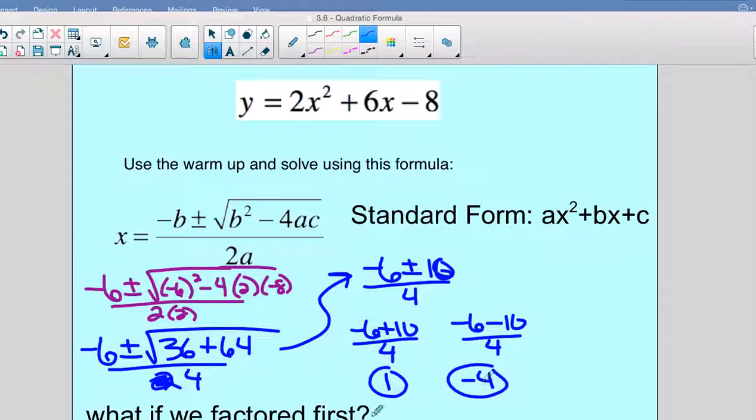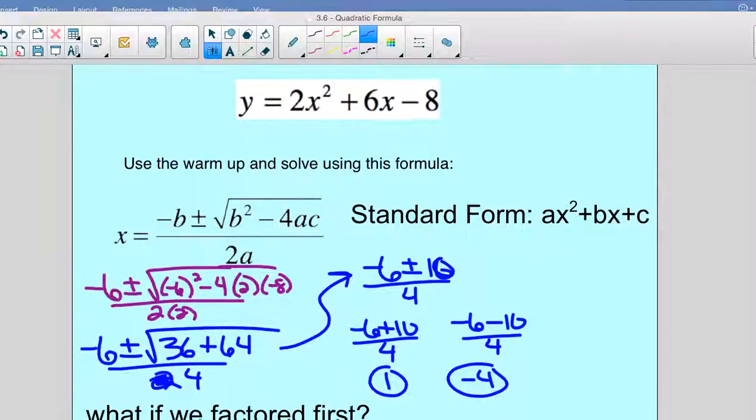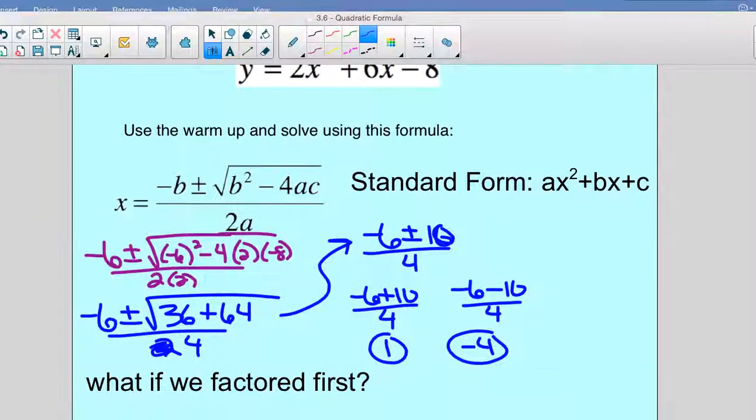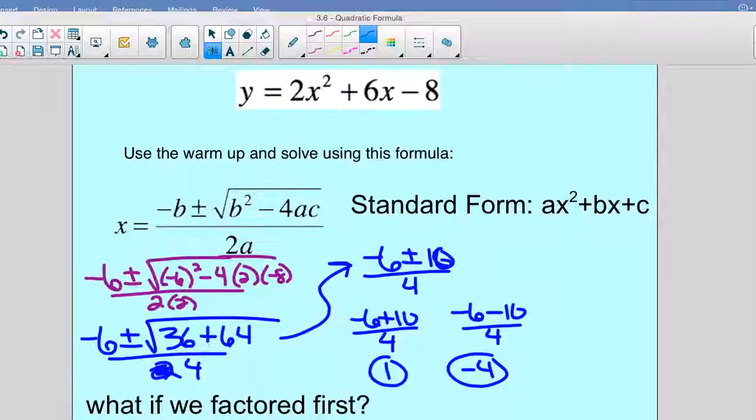So what are you solving for? What is the quadratic formula solving for? Right? It's solving for the zeros. It's solving for the x-intercepts if they're real.